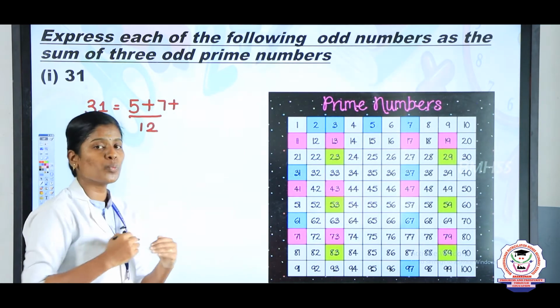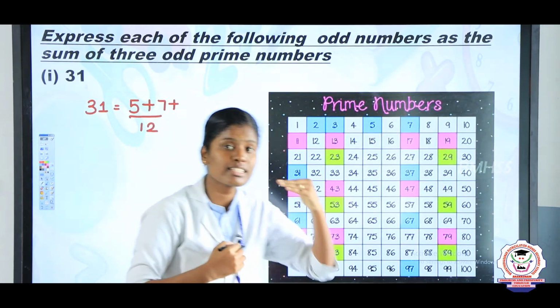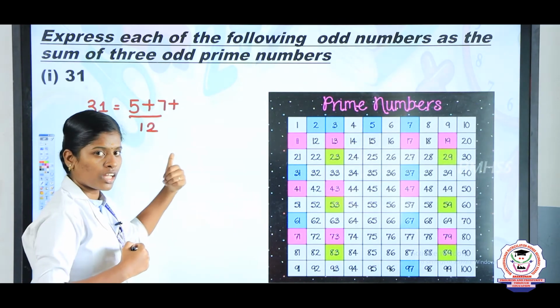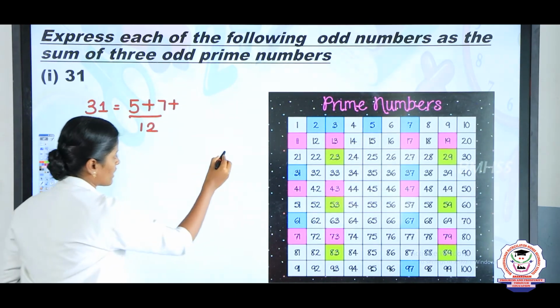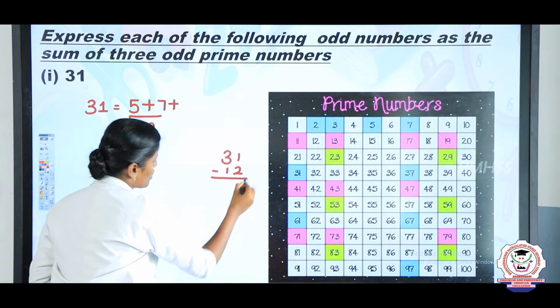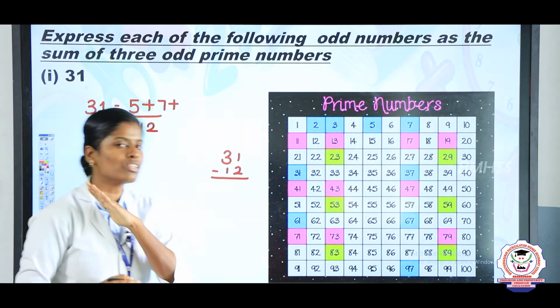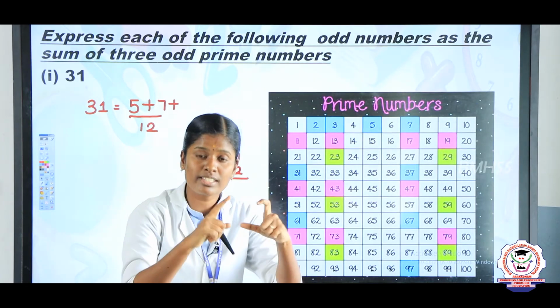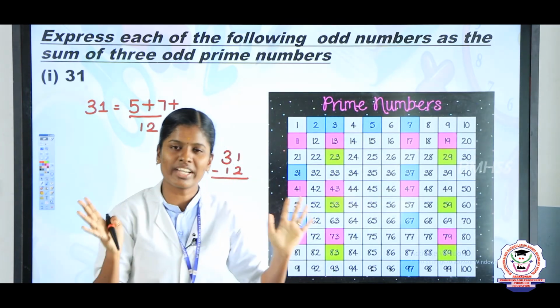So what number should we add to 12 to get the sum 31? Okay, now we are going to check. Take 31 minus 12. So 1 minus 2, is it possible? No, this is not possible. Why? Because 1 is the smaller number, 2 is the greater number.